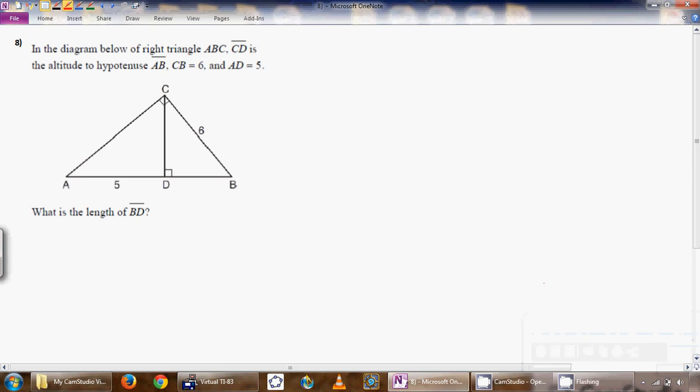All right, problem number 8. We've got our right triangle set up, so this will be either an ASA or a shell to start off with. All right, maybe it will take us a little bit further. But let's read it. CB is 6, great, got that in there. And AD is 5, great, got it right there. Okay, so my givens are in there, and they want to know, what's the length of BD?